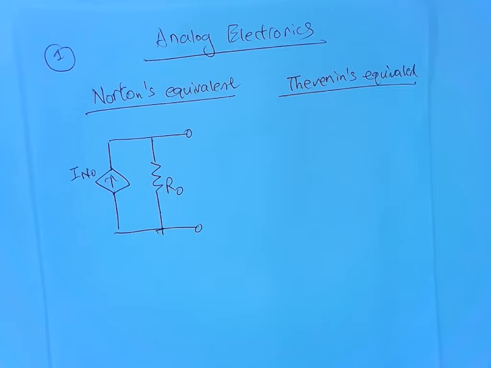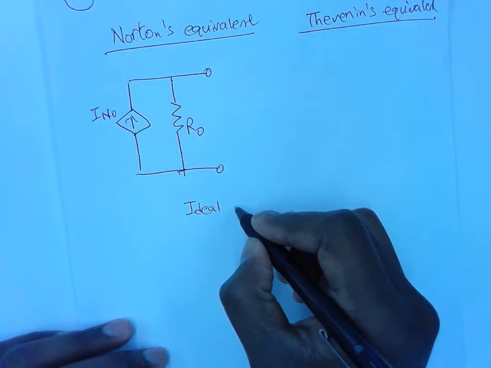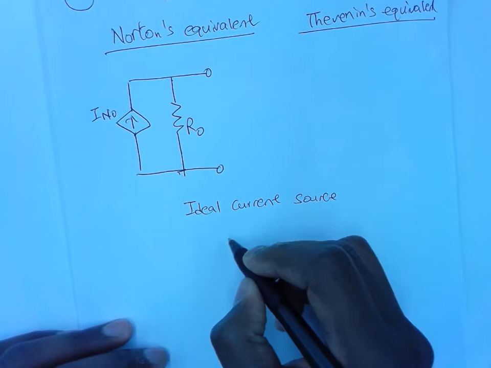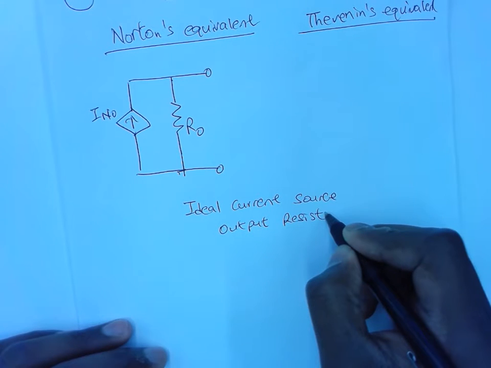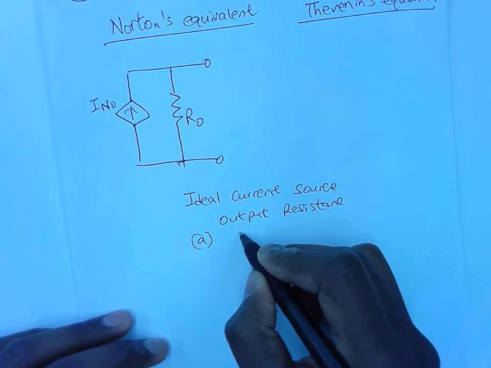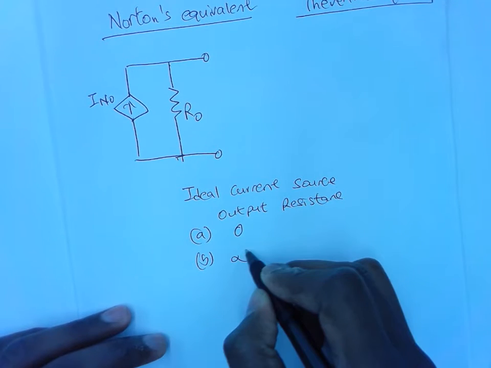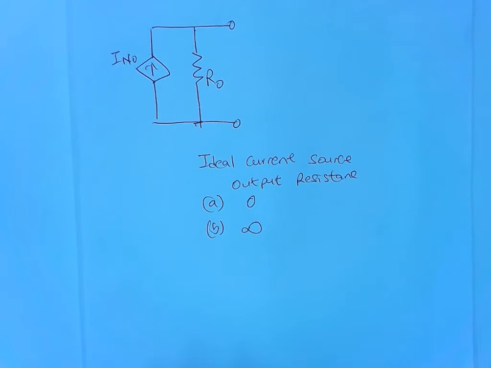Okay, all right, let's see. Ideal current source output resistance. Option A, 0. Option B, infinity. Right? How many say option A? How many say option B?